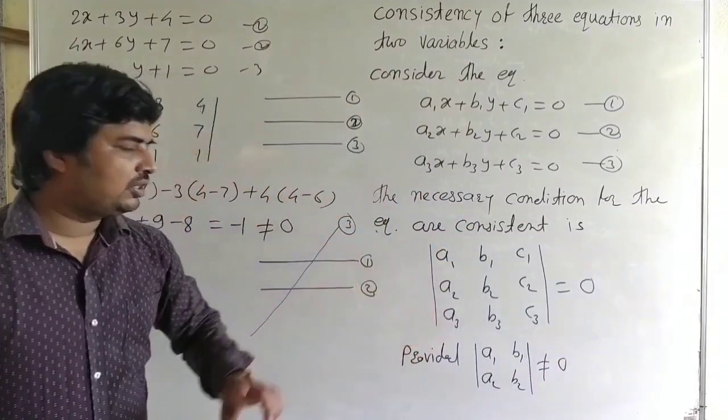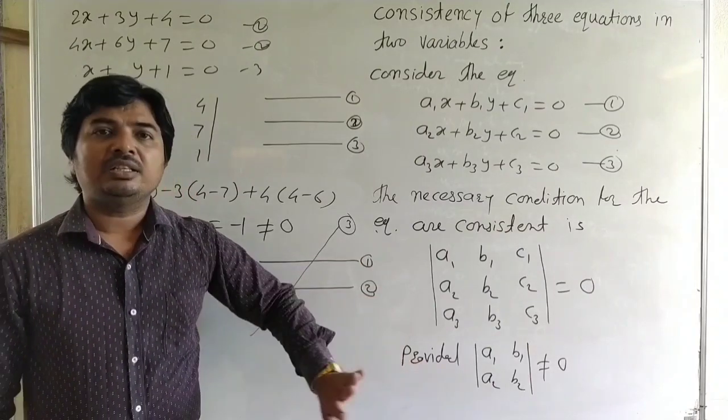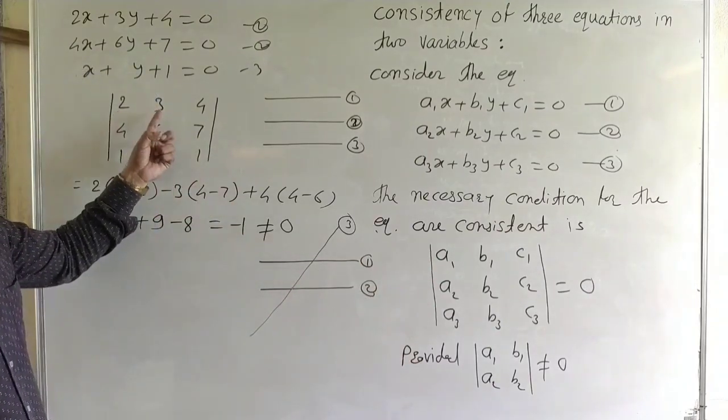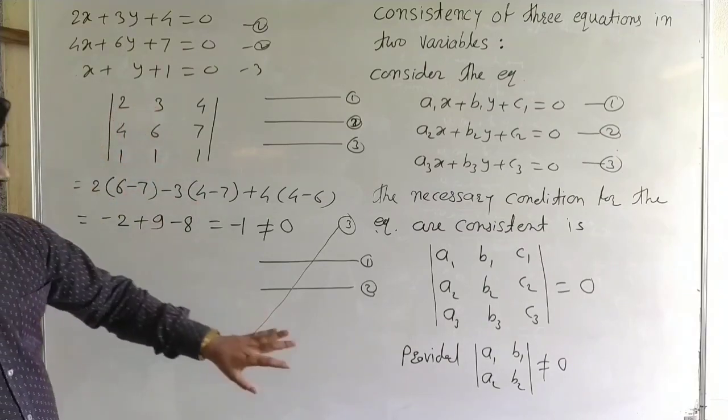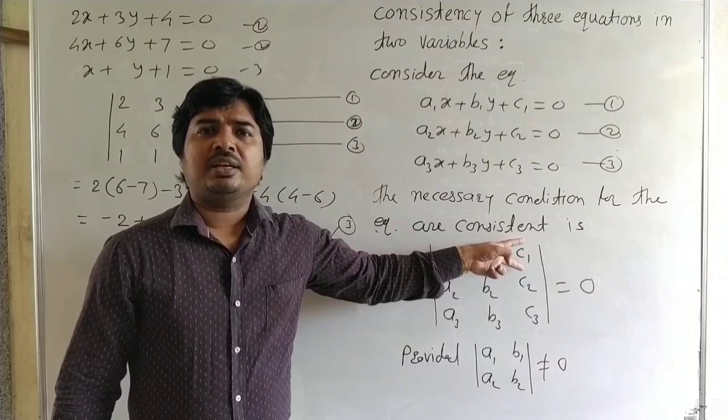If the value of this determinant is 0, then the lines are not consistent. Here a1, a2, b1, b2: it is 12 minus 12, which is 0. Here we can take only the first and second lines as parallel.